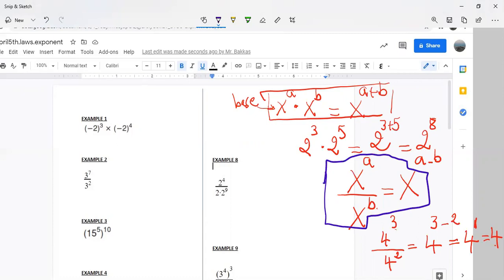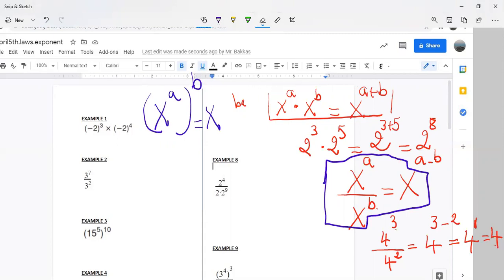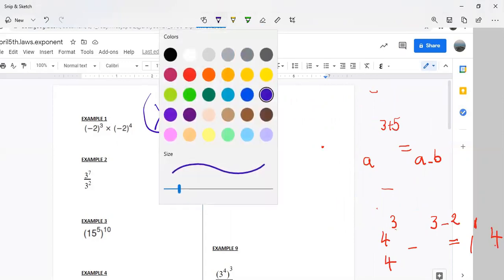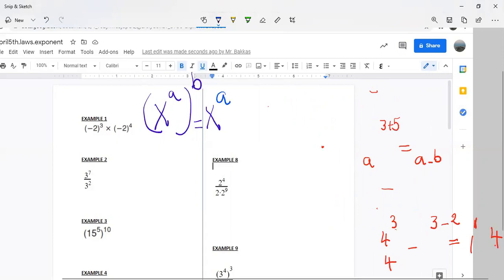Let's do the power rule, okay? So the power rule states if you have x raised to the a and then parentheses raised to the b. In other words, what's in the parentheses is going to be raised to the power b. The law says that's the same as x to the a times b. X to the a, you multiply these exponents together. X to the a times b.